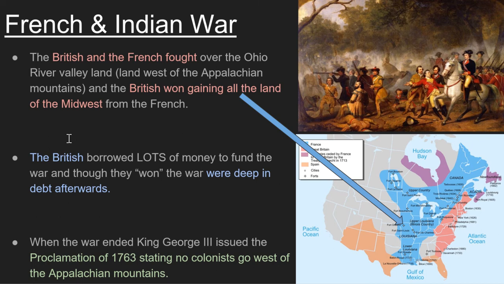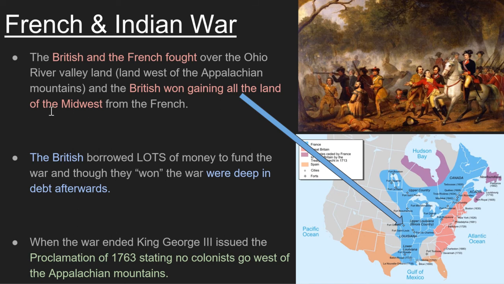The British borrowed lots of money to battle in this war. Yes, they won, but they were deeply in debt after the war. When the war ended, King George III issued the Proclamation of 1763. This stated that no colonists could go west of the Appalachian Mountains.